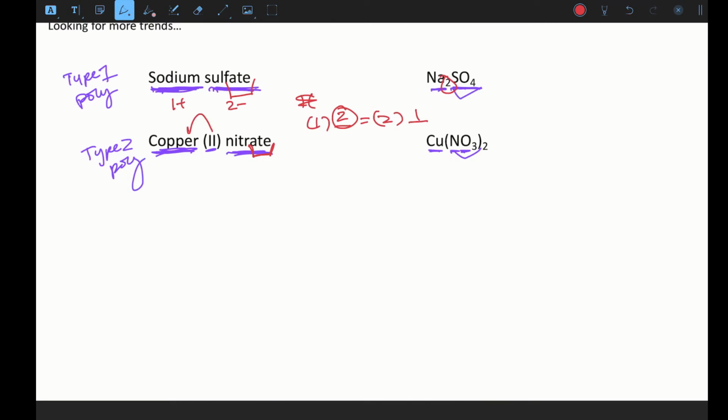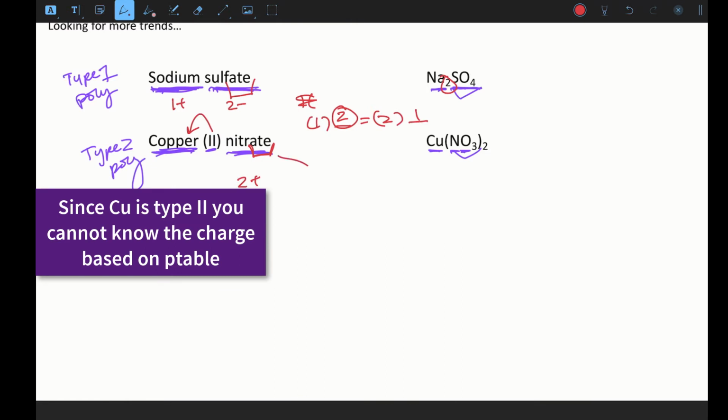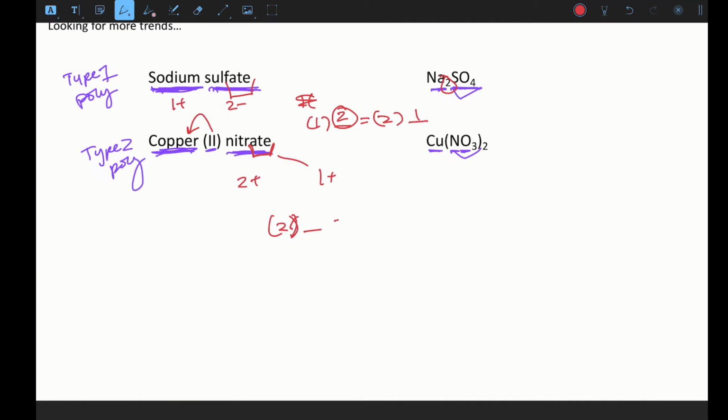Likewise, if we look at copper nitrate, that 2 gives us the charge of copper, because copper is in the type 2 metal section, right? So we have a 2 plus, and nitrate, once we've memorized it, we would know is 1 minus. So we have 2, and we have 1, and then obviously the balancing says we need 2 of these, and so we have a 2 there, yes?